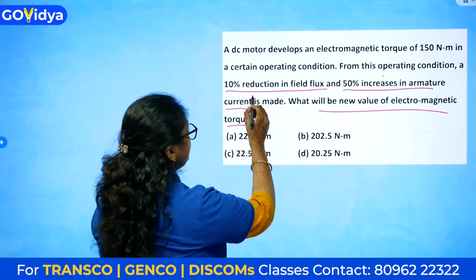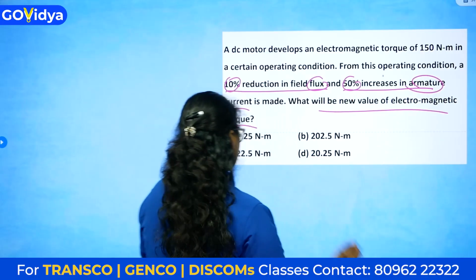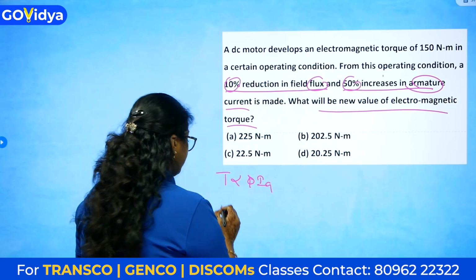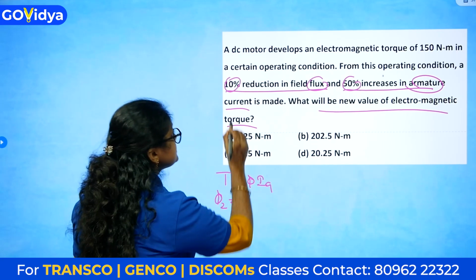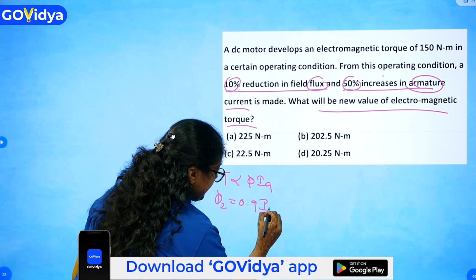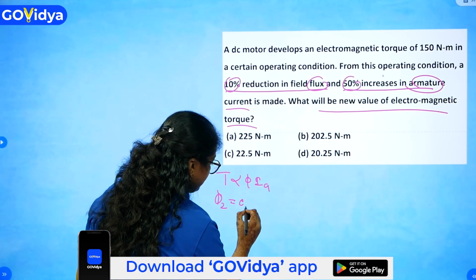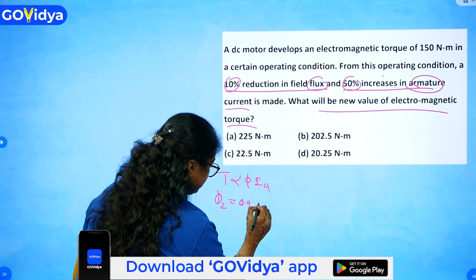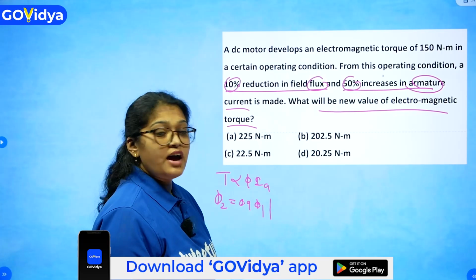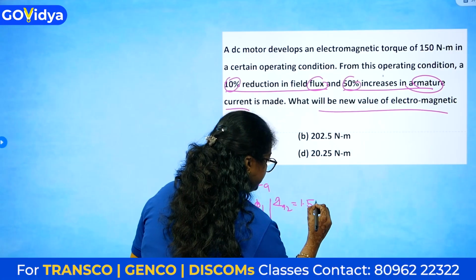In the question they have given a 10% reduction in the flux and a 50% increase in the armature current. We know the formula: T is directly proportional to phi into Ia. Phi 2 with a 10% reduction means 0.9 phi 1, and 50% increase in armature current means Ia2 is equal to 1.5 into Ia1.